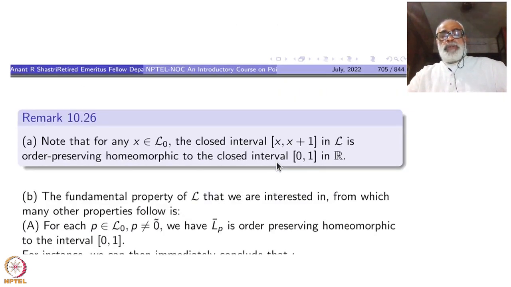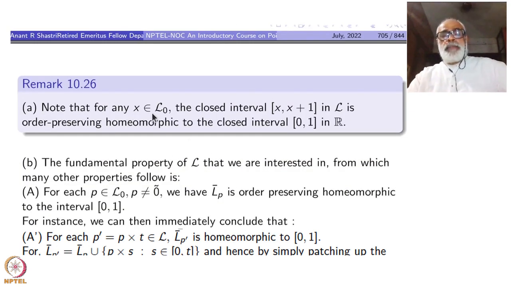Okay, so note that for any x belonging to L naught, the closed interval [x, x+1] inside L is order preserving homeomorphic to the closed interval [0, 1]. If I take x cross 0 to x cross 1 open, that is nothing but x cross (0, 1) open. The next point will be precisely (x+1) cross 0. So you put that one.